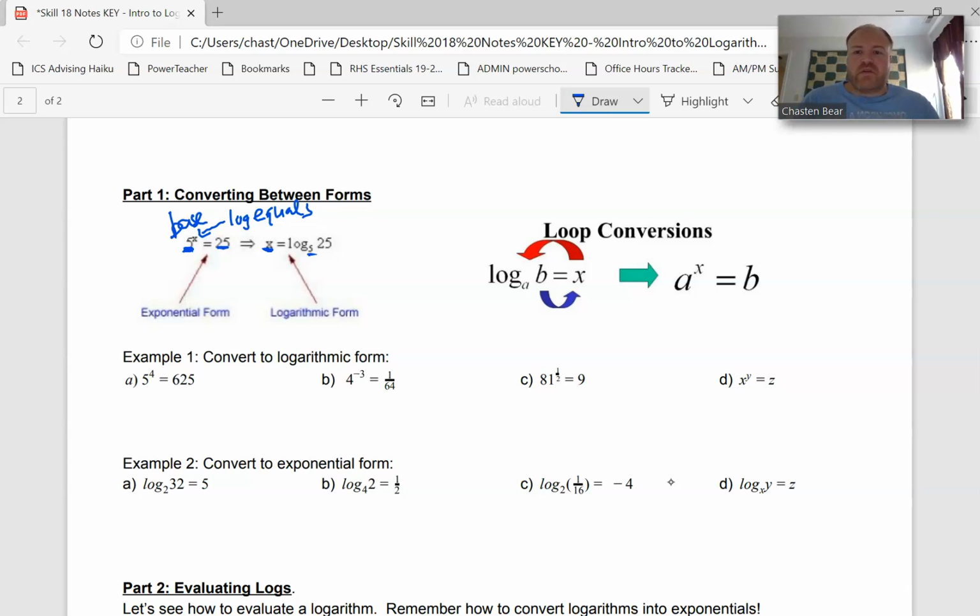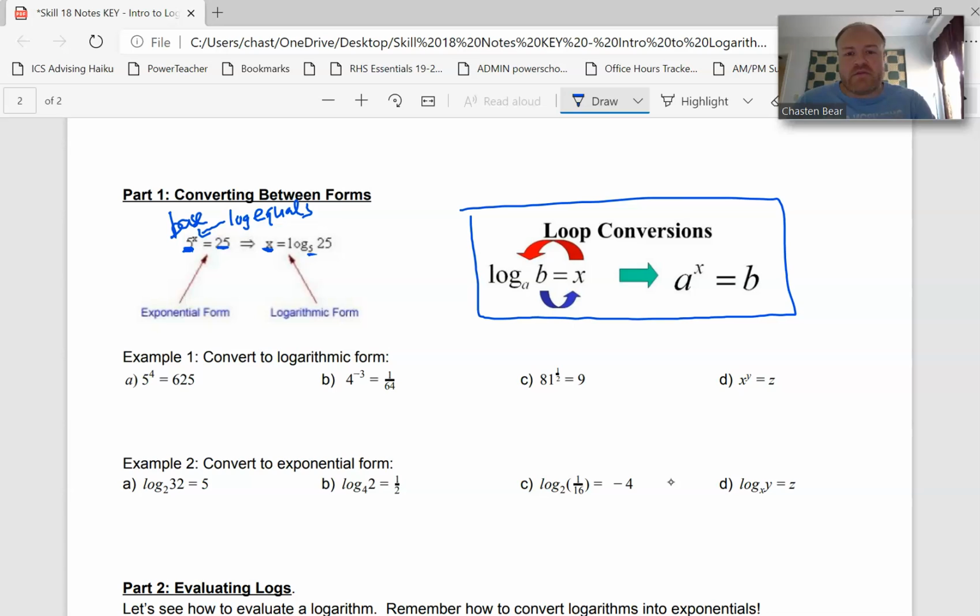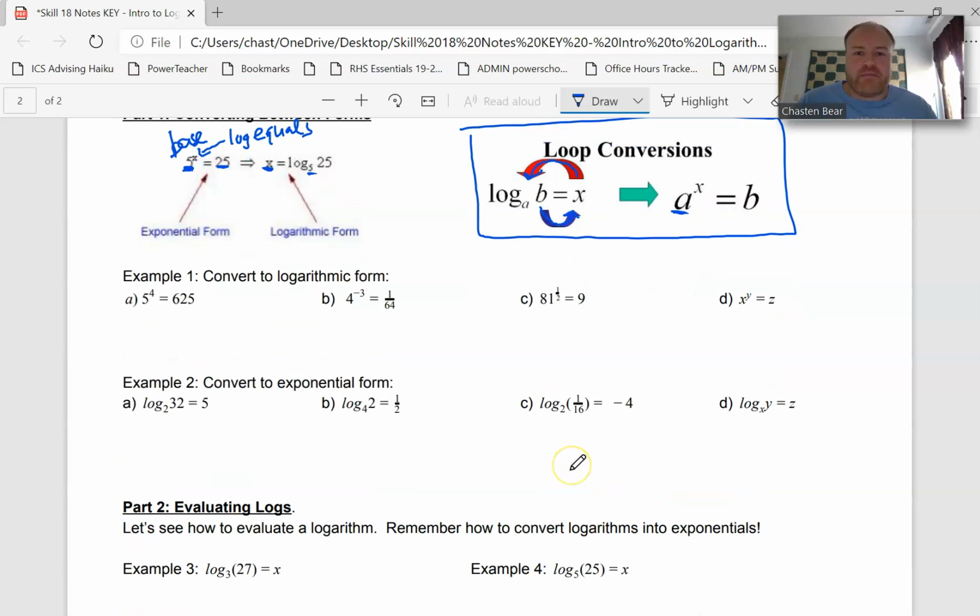Now, for those that are like, oh gosh, this sounds confusing, here is a nice little handy dandy way to help you. A loop conversion. So if you have something written as log base a of b equals x, basically what happens when you convert that to the exponential form is you take this b, loop it over to the other side of the equal sign, take that x and make it become an exponent, and then your a becomes your base. So don't worry, we're going to do a lot of practice with that.